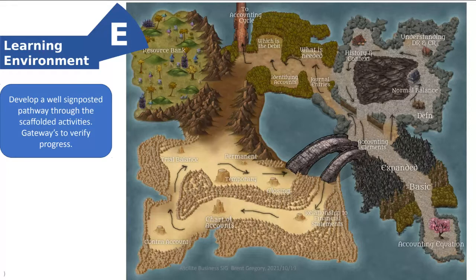So progress activities got the name because they got progressively harder. We would start off with an easy quiz that dealt with the basic accounting equation. And after students had mastered that, we would move them on to quizzes that dealt with the expanded accounting equation. And once they got 100% in that, they'd move on to activities that dealt with the accounting elements. So that's what we called progress activities.